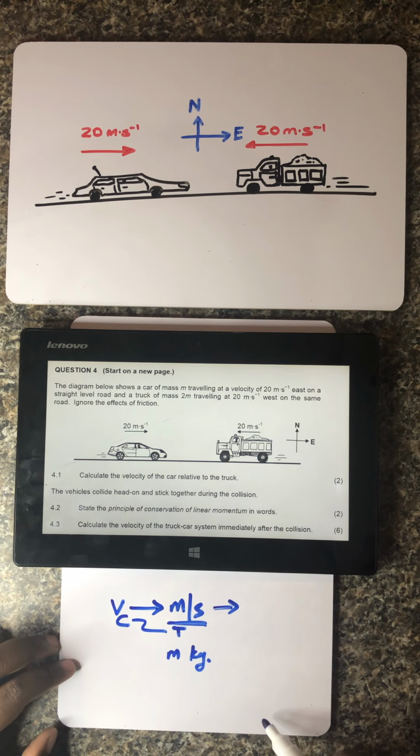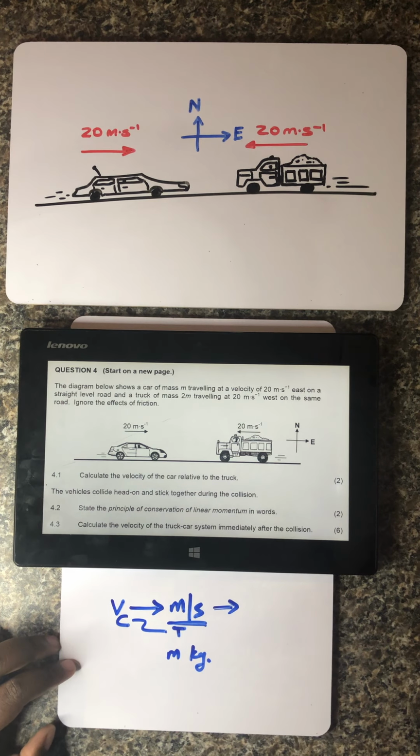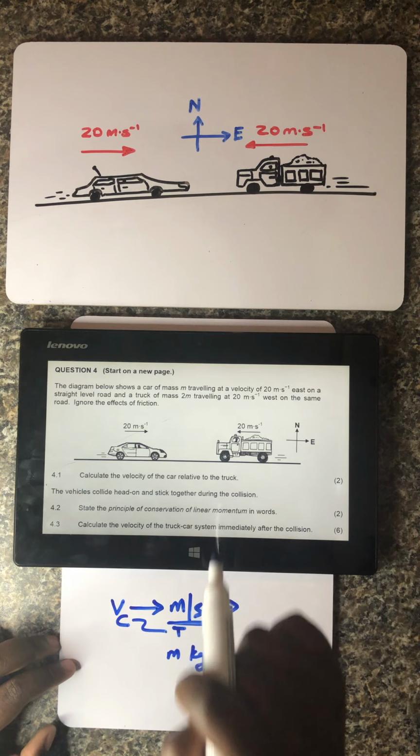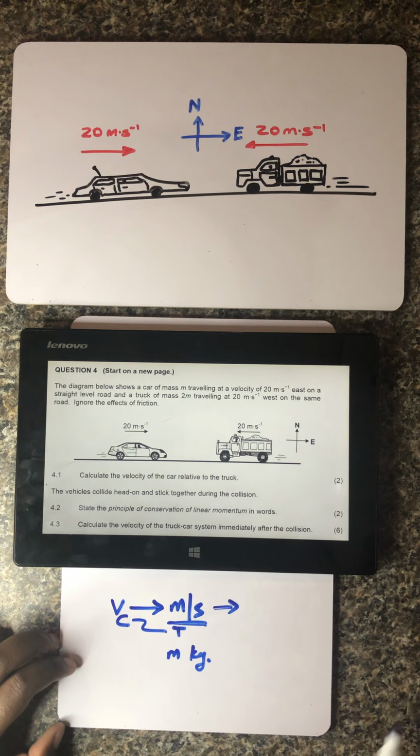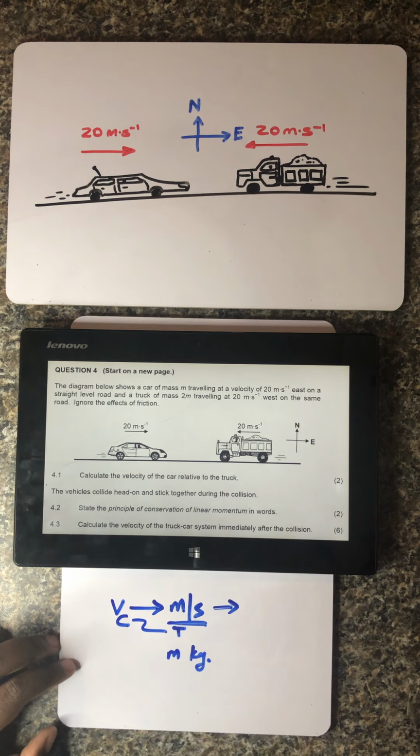So they're saying at what speed is that car moving relative to the truck. Take into consideration that the truck is also moving. That's why this question is a bit tricky. What makes it tricky is the fact that that truck is also moving, and what matters the most is to take into account the direction in which it's moving. Very, very much important.